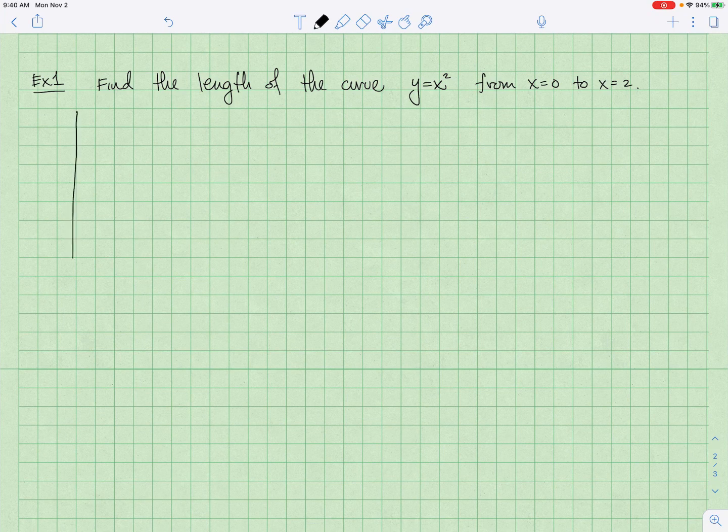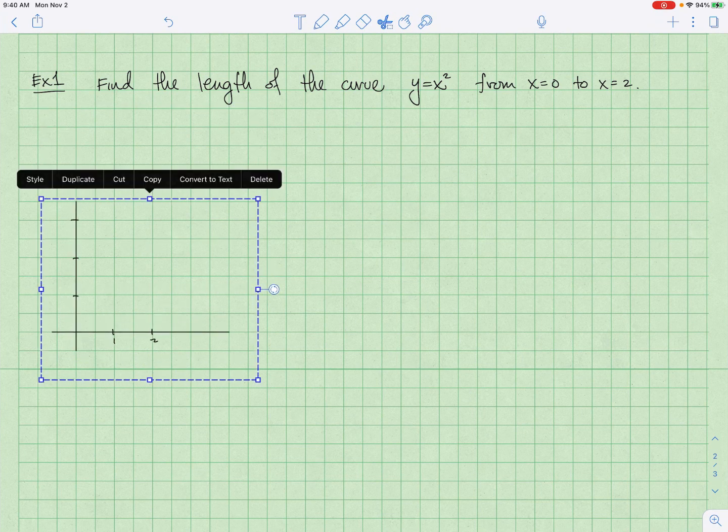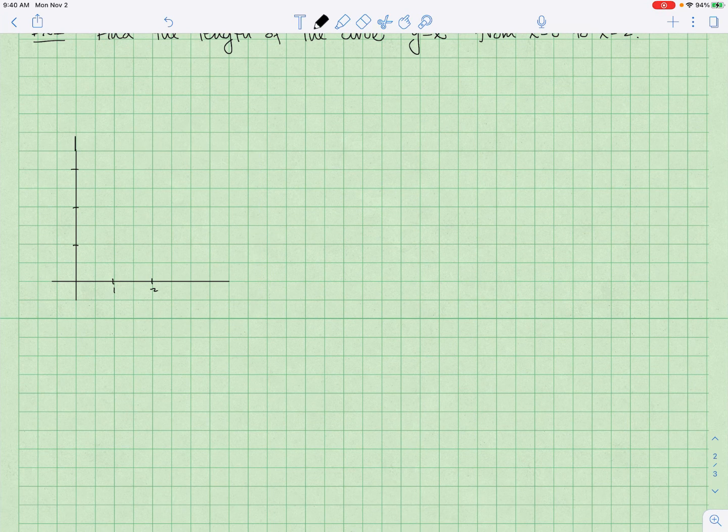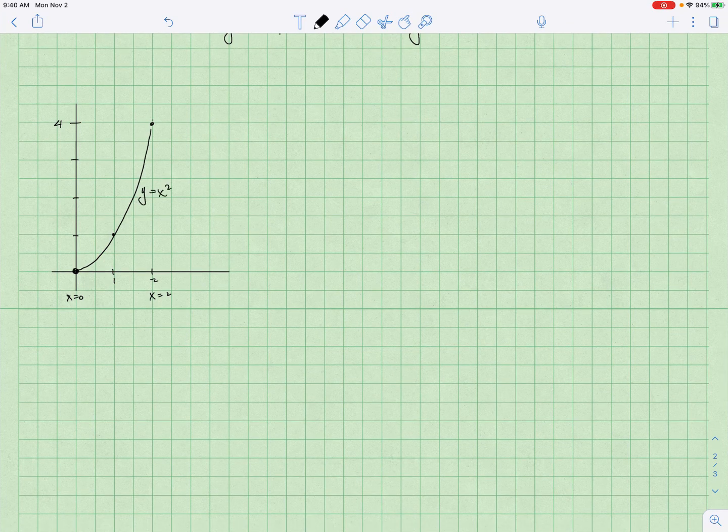So first, although it's not strictly necessary, we might want to consider drawing something like this. Let's see, here's 1, here's 2, 1, 2, 3. I'm running out of room already. Up a little bit higher here. And there's 4. So 1, 2, 4. Here's x equals 0. Here's x equals 2. And the parabola looks something like this. And that's the length that we want to find. So this is y equals x squared.